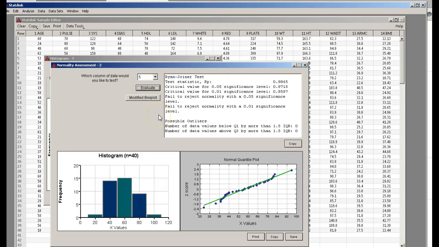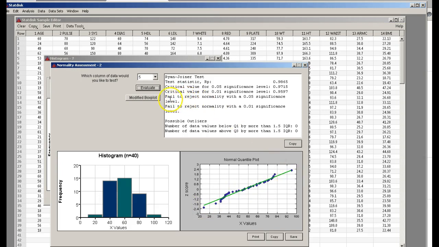What that gives us is two options here to look at. What you have is your normal quantile plot, and if these dots roughly represent a straight line, and that green line tells you, then we could say yes, our distribution is roughly normal.